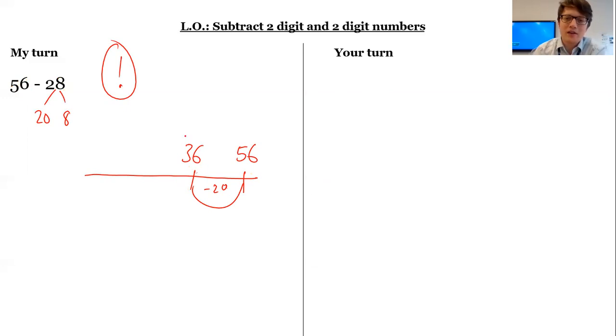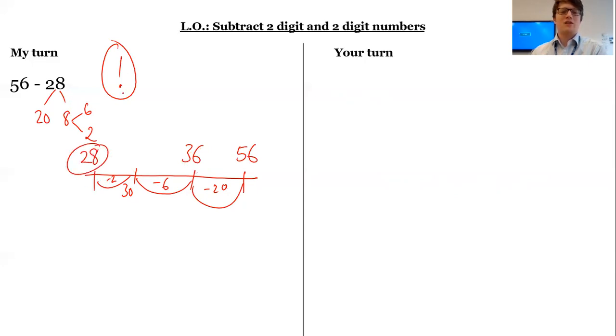Well, 6 is smaller than 8, so I'm going to have to go across some 10s here, across a group of 10. I know 6 subtract 6 takes me to 30. Well, and I know that 8 is made up of 6 and 2. So if I take away another 2, 30 subtract 2 is 28.